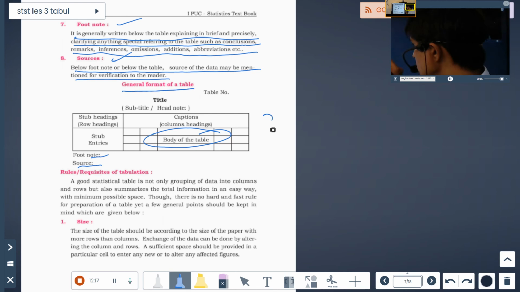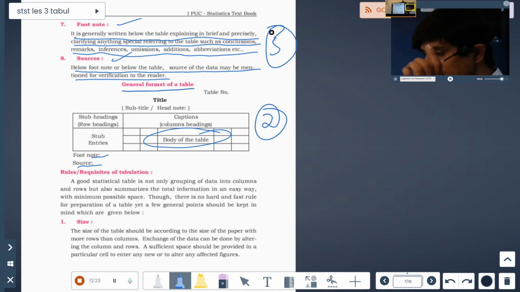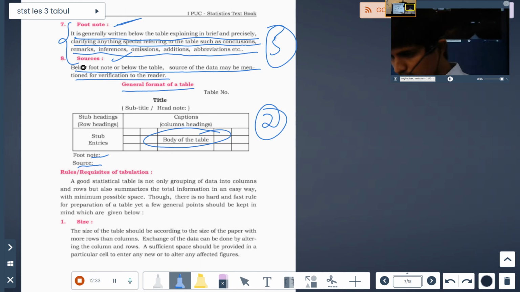This is a 2 marks question, and these are 5 marks questions. Parts of the table is a 5 marks question. In between they'll ask this for 1 mark, or they'll ask these two for 2 marks: what is footnote, what is source, what is stubs, and what is captions, 2 marks. Okay, so this is the parts of the table and the general format of a table.